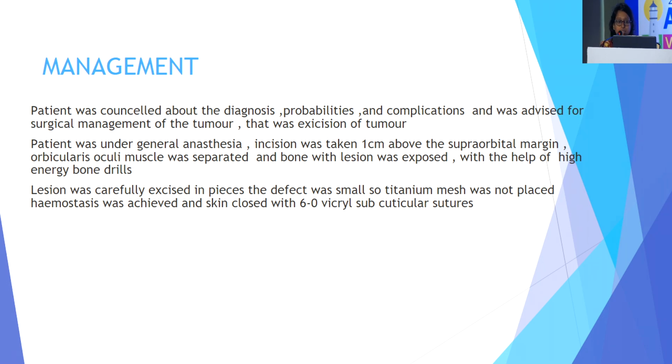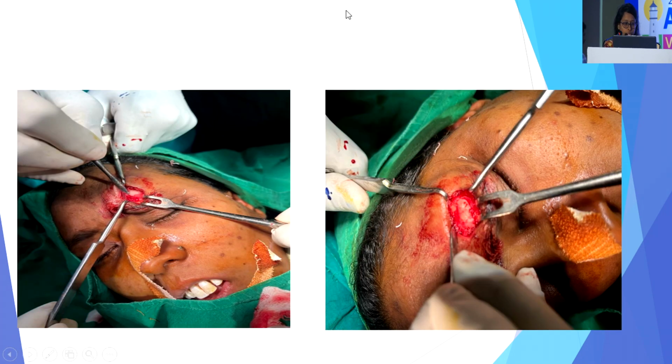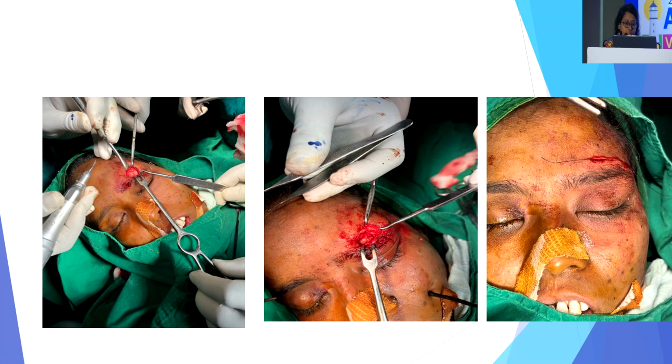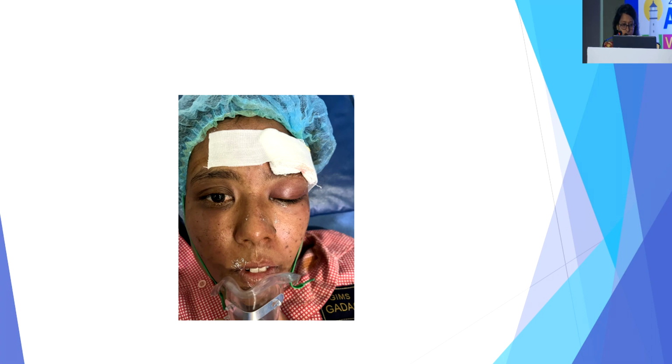The patient was taken under general anesthesia with all precautions, and we had kept blood and other things ready. The incision was taken 1 centimeter above the supraorbital margin, and the orbicularis oculi muscle was separated. We exposed the bone and the periosteum, and the supraorbital vessels were also separated, and this was the mass. It was very fragile. After removal of the mass, good hemostasis was achieved, and then subcuticular sutures were put. This was the post-op picture with edema of the upper eyelid.